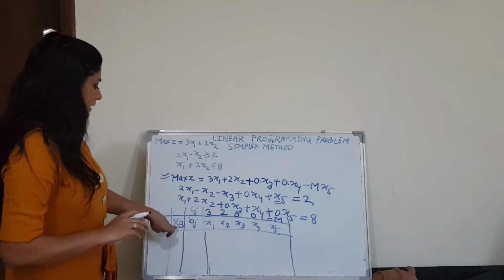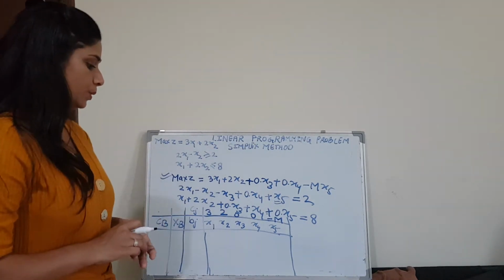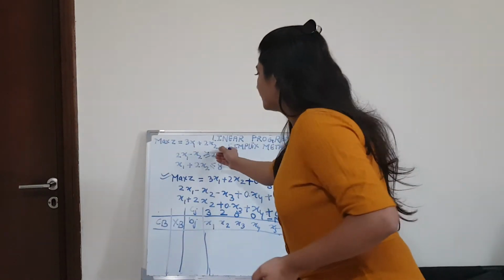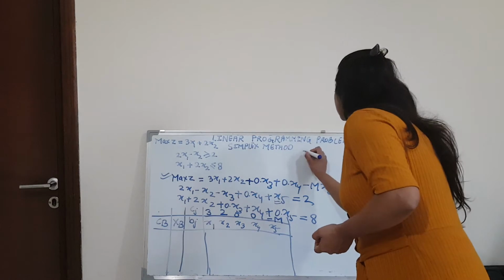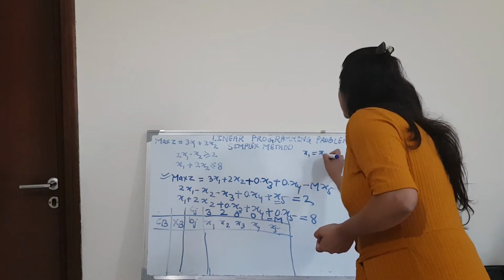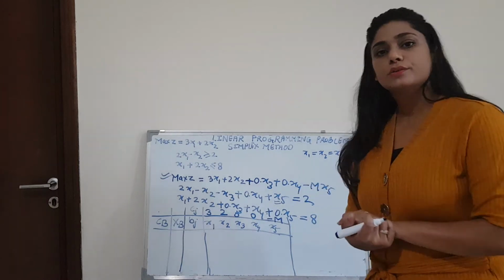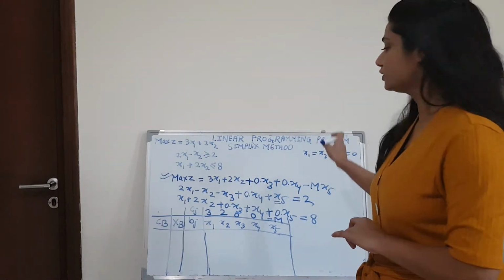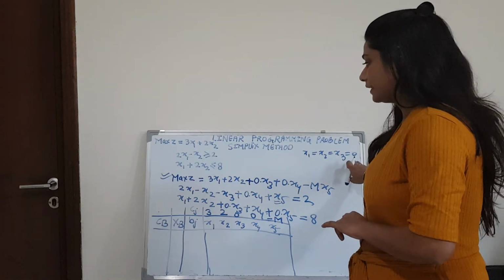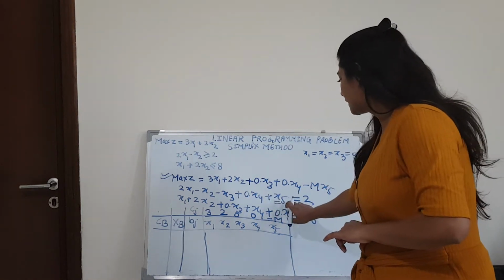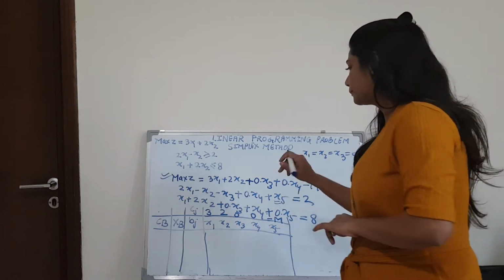Now xb. xb we have to calculate. So here conditions are different. We will assume x1, x2 and surplus variable x3 are equal to 0. So basic variables and surplus variables we will assume 0 and we will put these values in both equations. Then we will get the variables.